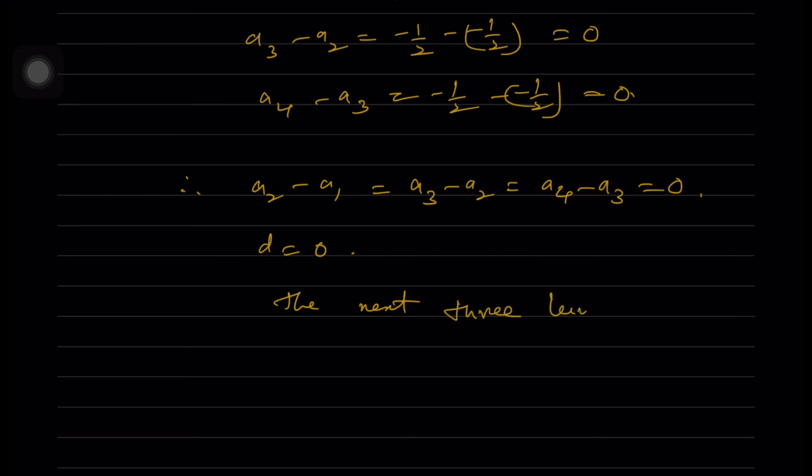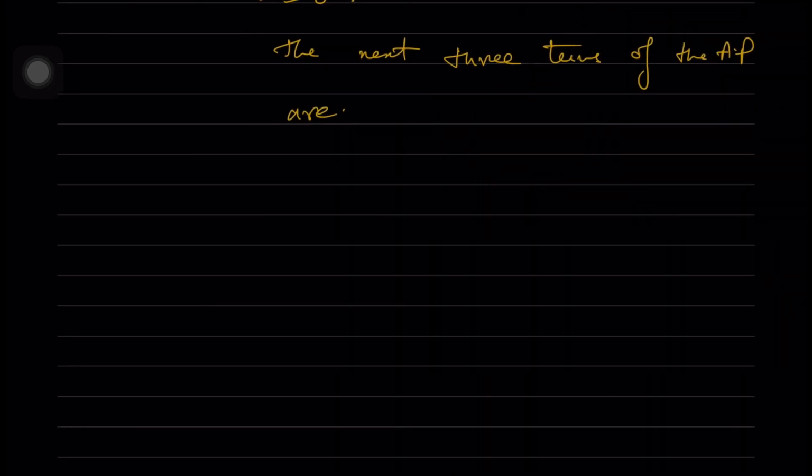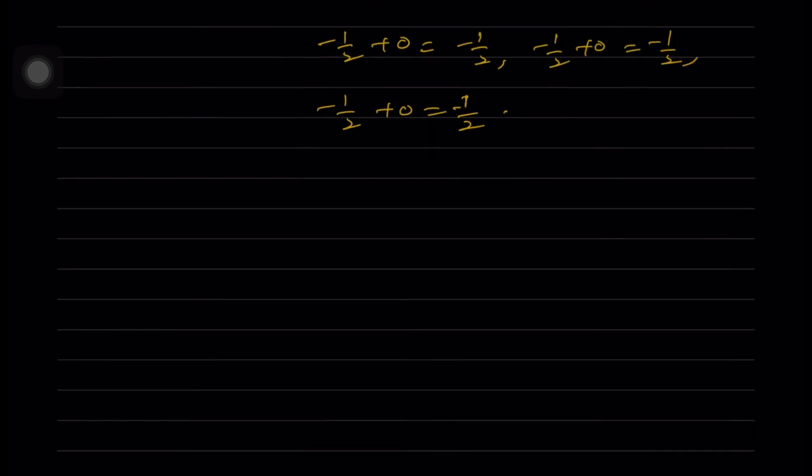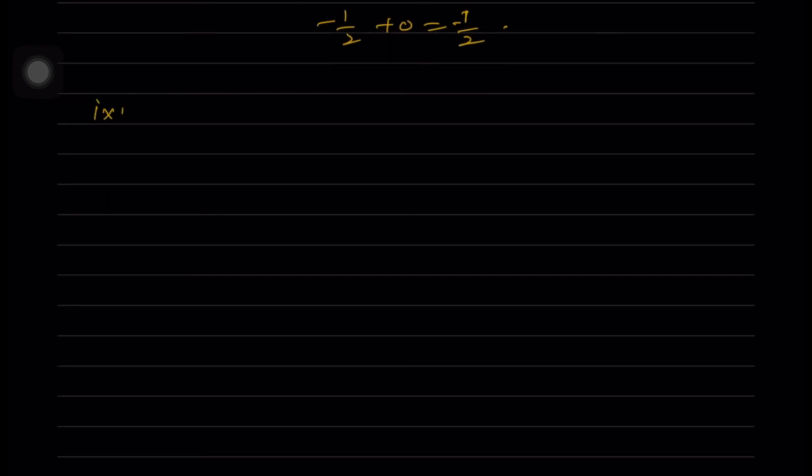The next three terms of the AP are minus half plus 0, which is minus half, again minus half plus 0, which is minus half, and again minus half. So therefore these are the next three terms of the AP.